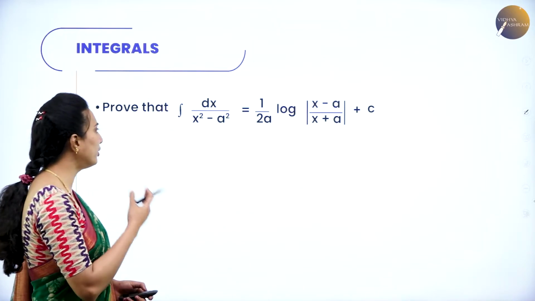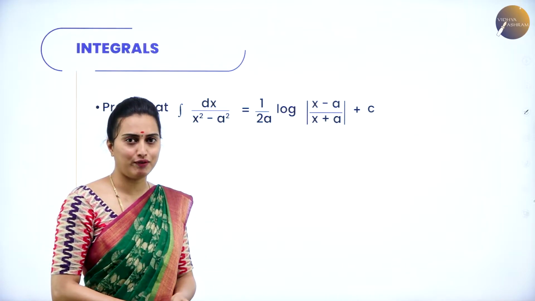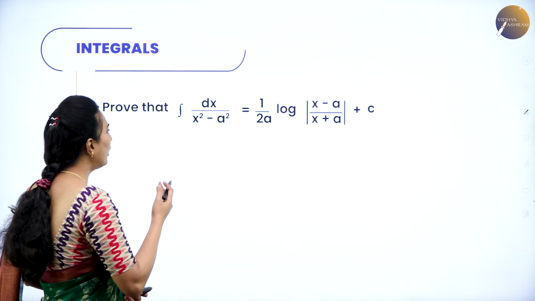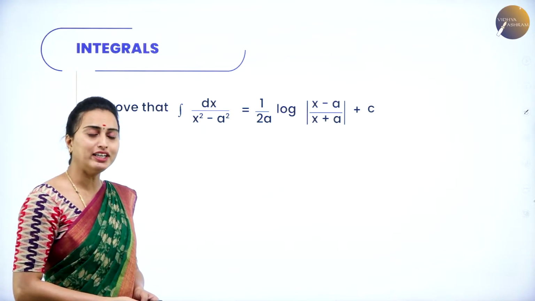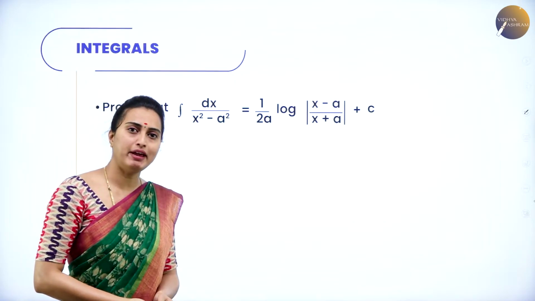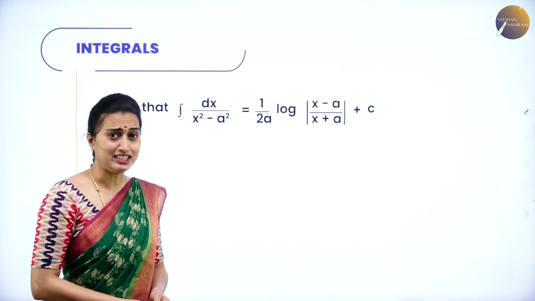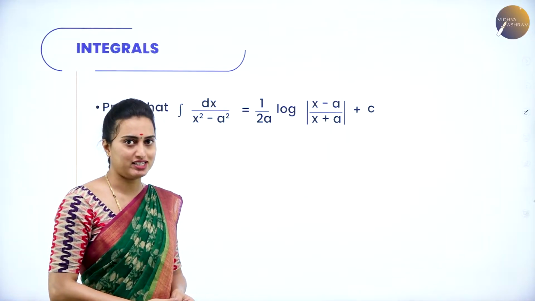Now we'll be moving on to solving the problems. Here, solving the first formula what they have given. Prove that integral of dx divided by x squared minus a squared is equal to 1 divided by 2a into log of x minus a divided by x plus a plus c. Dears, here let me take the left hand side and then prove the right hand side.